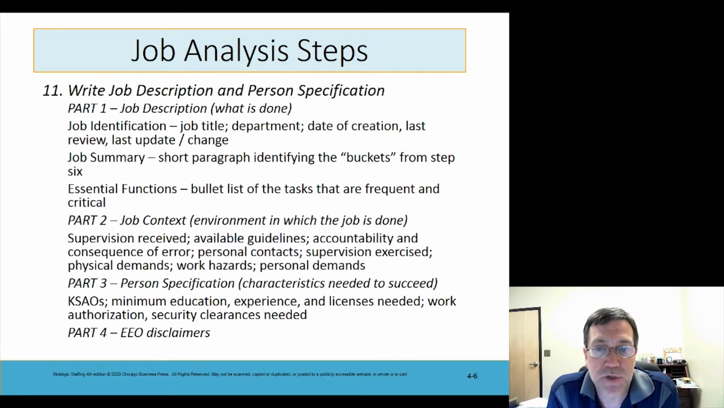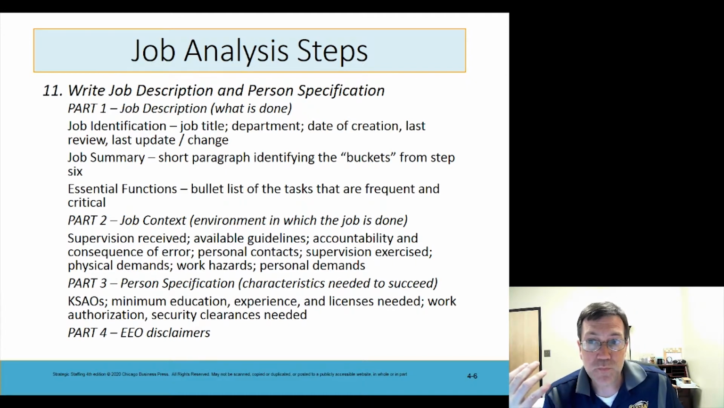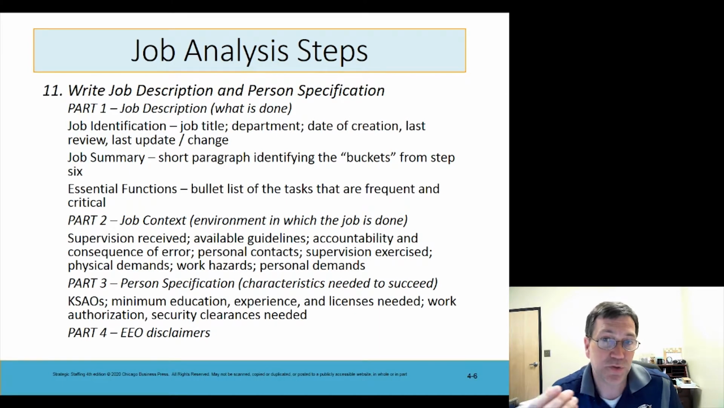Here's where those buckets are important. The job summary ought to be a good sentence or two where you identify what those buckets are. The job groomer's role is to take care of animals and their grooming, to keep the work environment clean and sterilized, and to communicate effectively with customers and with coworkers. That's a good job summary because it identifies the buckets.